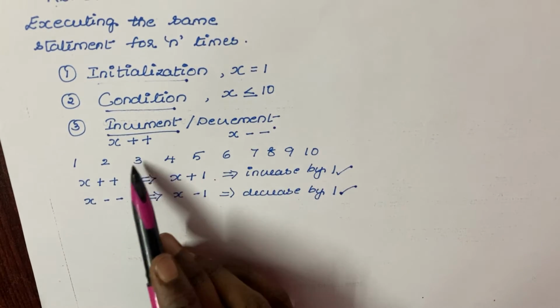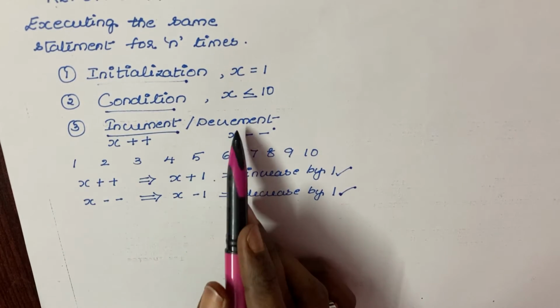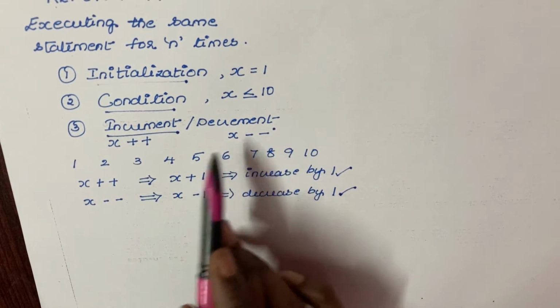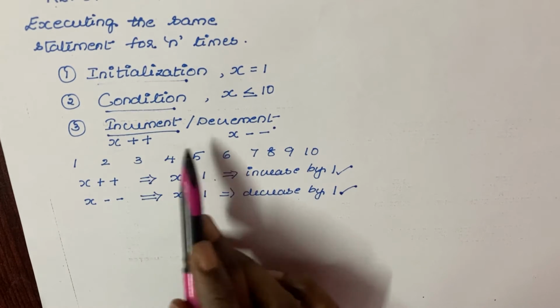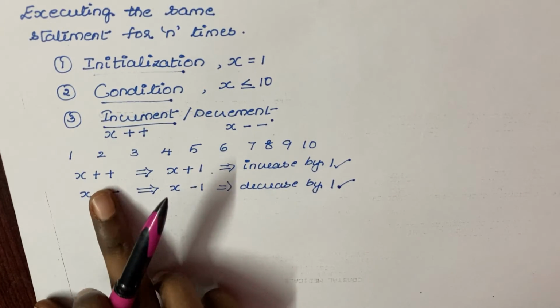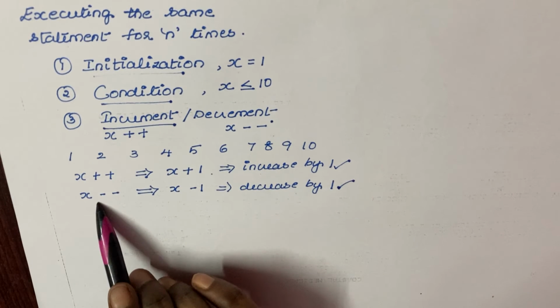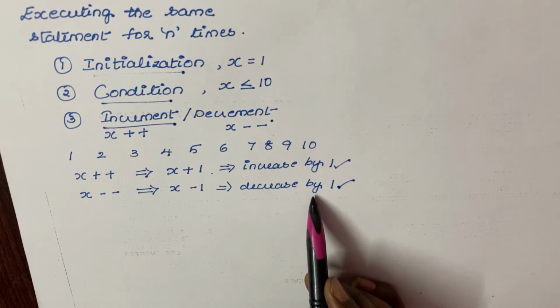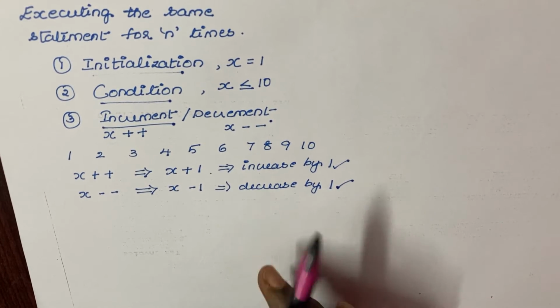If I want to write these elements in a specified order, in an incrementing or decrementing order, then I use the increment x plus plus or the decrement x minus minus. Here x plus plus means increasing the value of x by 1, x minus minus means decreasing the value of x by 1. This is about the algorithm steps.